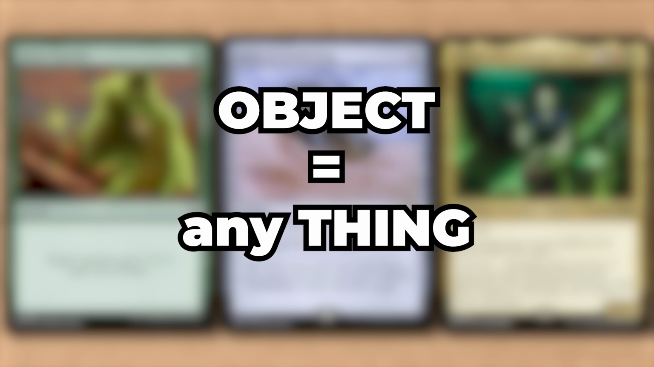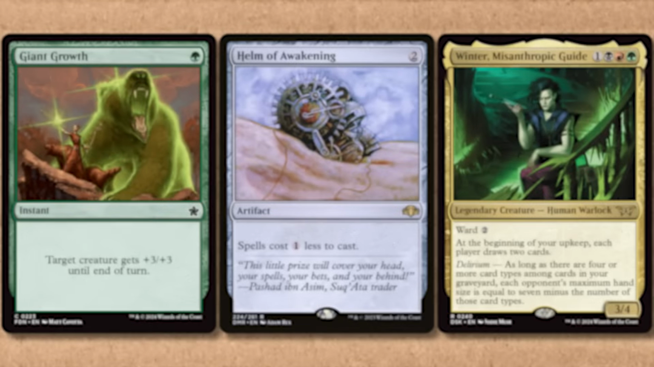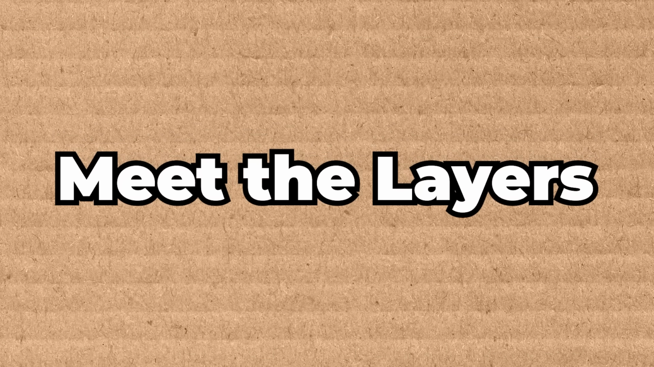Also, to clarify, if I or the rules mention the word object, that means anything in the game. The glossary in the comprehensive rules says an object is an ability on the stack, a card, a copy of a card, an emblem, a token, a spell, or a permanent. Now, let's jump into what each of the layers are so we know what to start looking for.